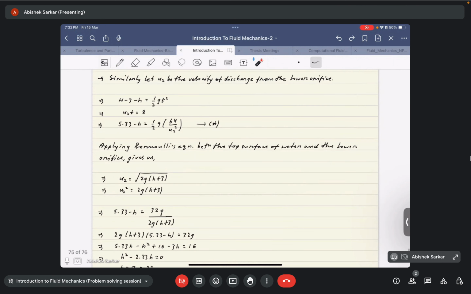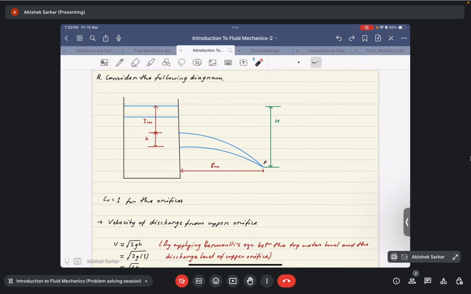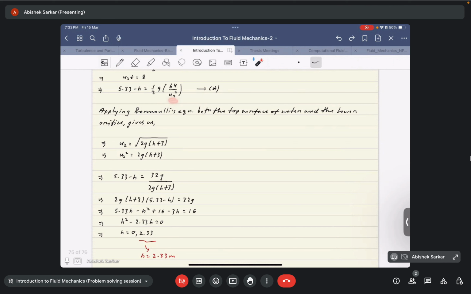Now again, if we apply Bernoulli's equation between the upper surface of the water and the lower orifice, we will get that u2 is equal to root 2g into h, where h is the distance of the lower orifice from the upper surface, which will basically be small h plus 3, where small h is the gap between the two orifices. So we would have u2 square is equal to 2g into h plus 3. If you go back to the diagram, u2 will be equal to square root of 2gh, where h is the distance between the upper surface and the lower orifice, so it will basically be small h plus 3. That's why we can write u2 is equal to root 2g into h plus 3, or u2 square is equal to 2g into h plus 3. Then if we substitute u2 in this expression, we will have 5.33 minus h is equal to 32g divided by 2g into h plus 3.